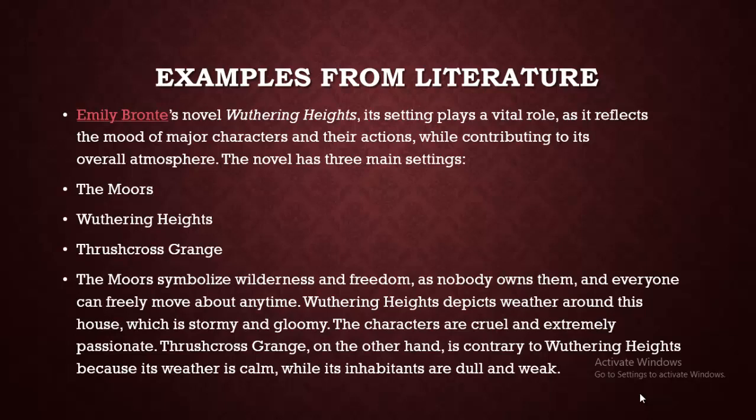Then we have Thrushcross Grange, and it is almost the opposite of Wuthering Heights. It's contrary to Wuthering Heights because its weather is calm. The weather at Wuthering Heights was stormy and gloomy. Here the weather is calm, and therefore the characters who live there in that novel are dull and weak. So you can see the relationship between the setting, the place, the weather and geographical location of a place, and the personality and the actions of the characters.